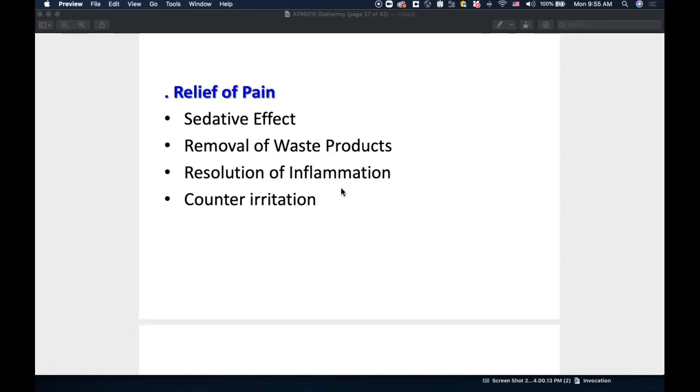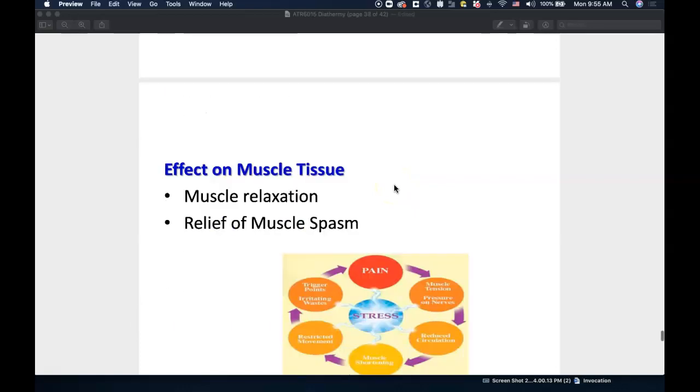And some physiologists would say a counter irritation occurs. So we heat the area, it causes a little bit of pain, and so it takes the brain's cognitive awareness away from the area that's actually injured. So it's a counter irritation, kind of like Tiger Balm, etc. I will say this hasn't been used very often in the field of athletic training. Most often, the relief of pain comes from these top three bullet points.